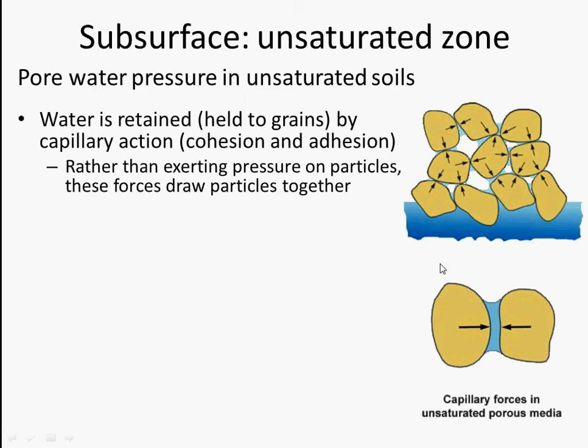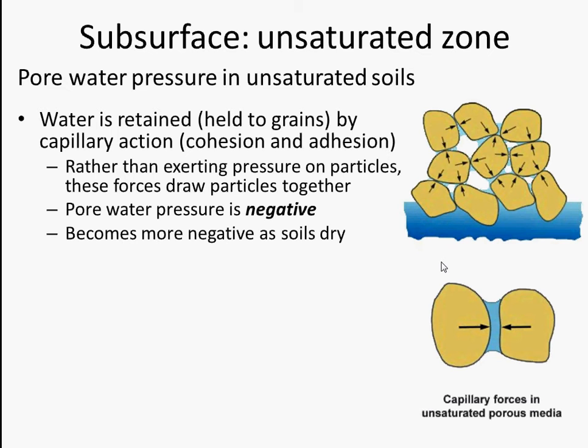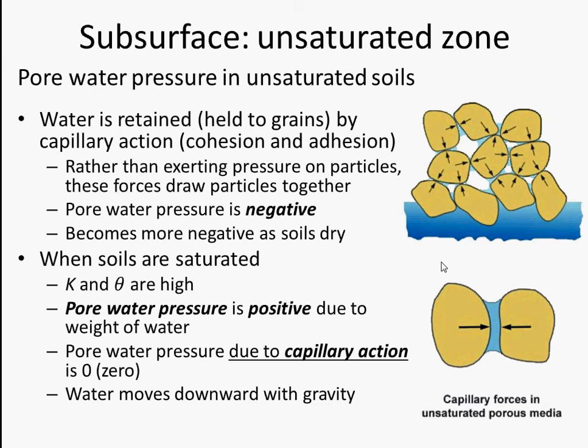So we think about this as, rather than exerting a positive pressure or a force on the particles, it's drawing these particles together. It's exerting a negative pressure on soil particles. We consider pore water pressure in unsaturated soils to be negative, because it's no longer pushing against the soil particles, it's pulling them together. So it becomes more negative the drier that soils get.